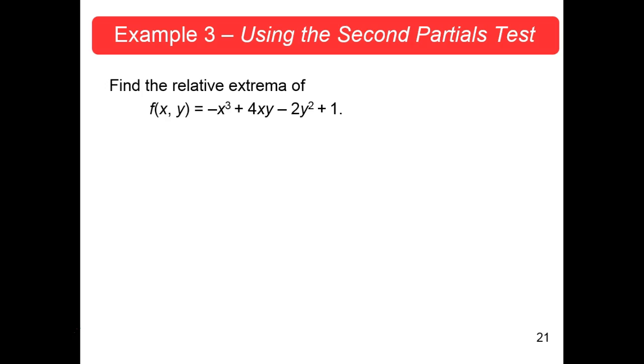So here is the function f of (x, y) equals minus x cubed plus 4xy minus 2x squared plus 1. Now this isn't any shape that we're familiar with, or at least that I'm not familiar with. You may be, but I don't know. All right, so we want to find relative extrema. Okay, well, what was the test for relative extrema?